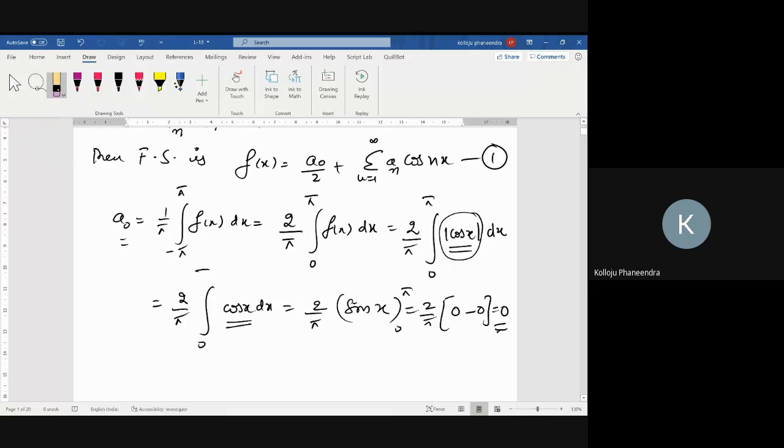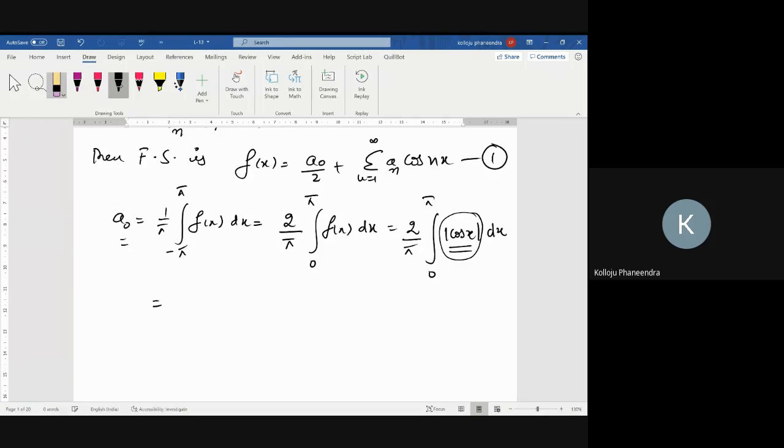What is that? We have to consider the behavior of mod cosine x in the interval 0 to pi. That means here you write this is 0 and this is pi. In the first quadrant, mod cos x is definitely positive. This is pi by 2. But in the second quadrant, mod cos x is minus cosine x. Therefore, I have to split the 0 to pi into two parts.